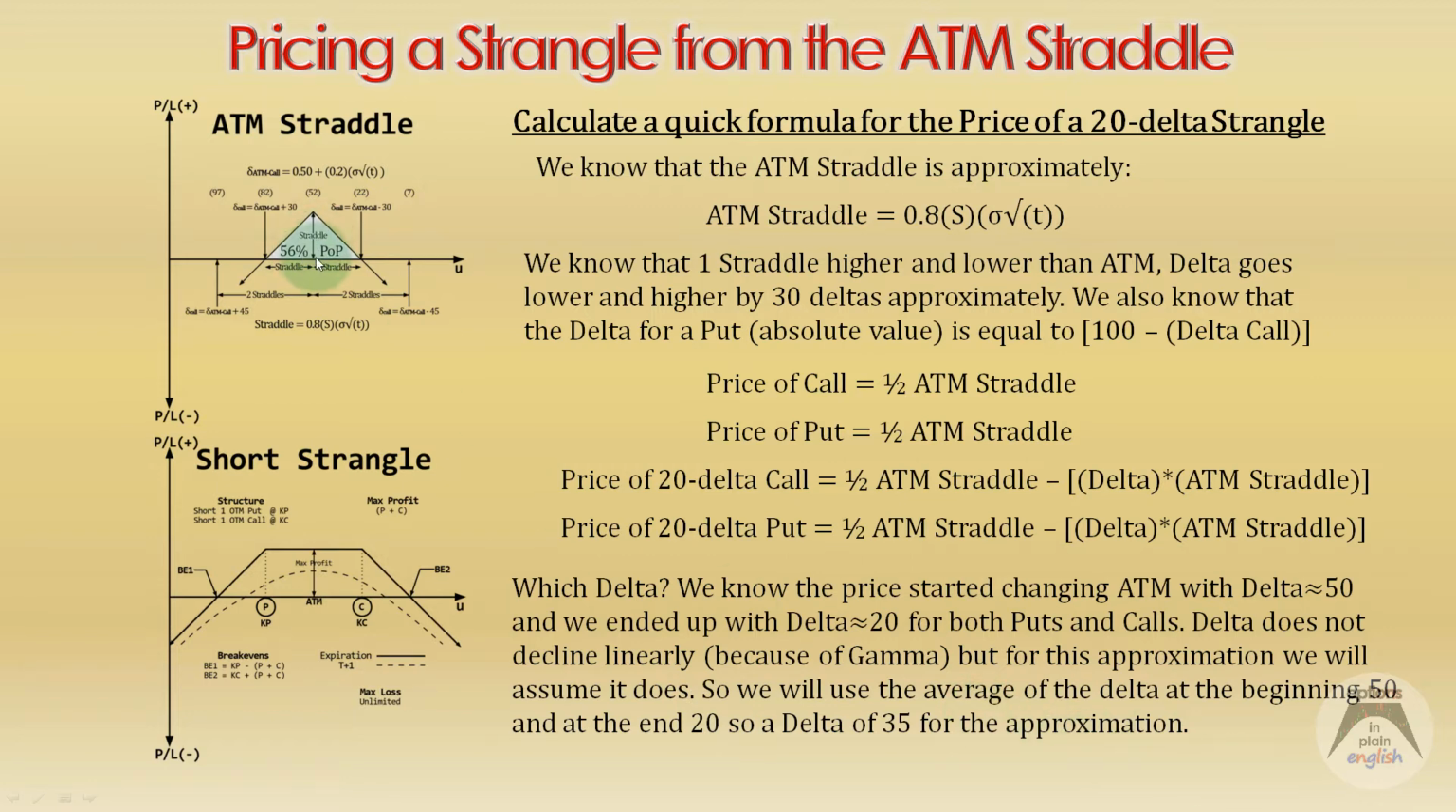So what we're going to do is simply average the delta at the beginning and the delta at the end to get a delta that it changed by when it moved from the at the money to this particular point, which is one at the money straddle higher for the call and one at the money straddle lower for the put, to get to the delta 20 put and the delta 20 call. So we will use the average of the delta at the beginning, 50, and at the end, 20. So a delta of 35 we're going to be using for the approximation.